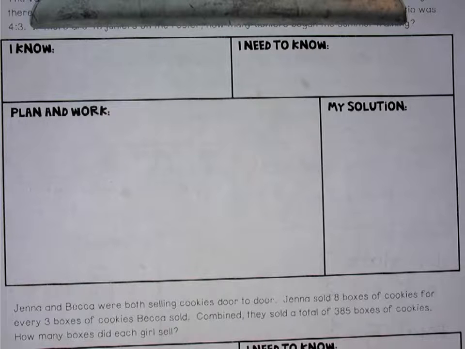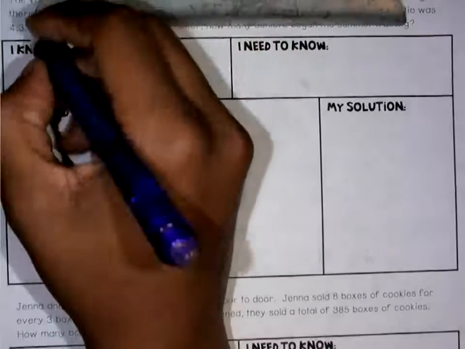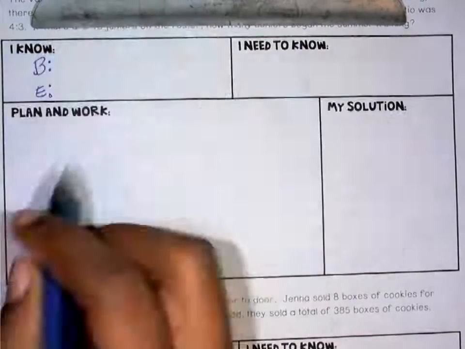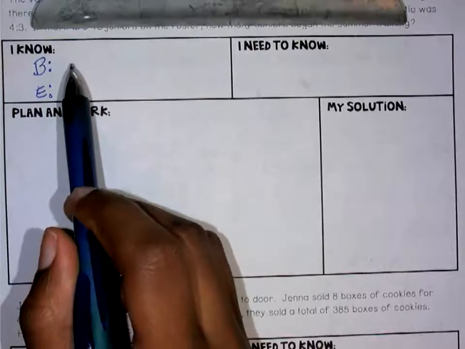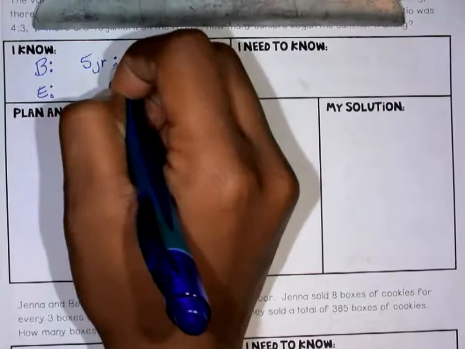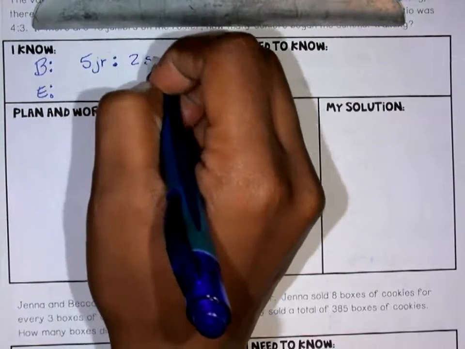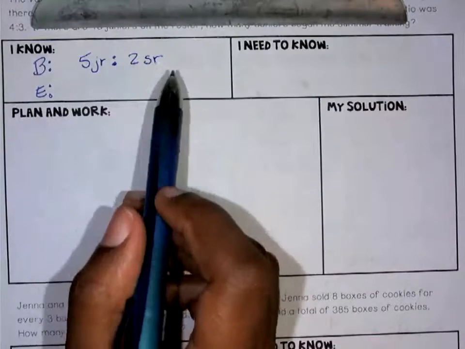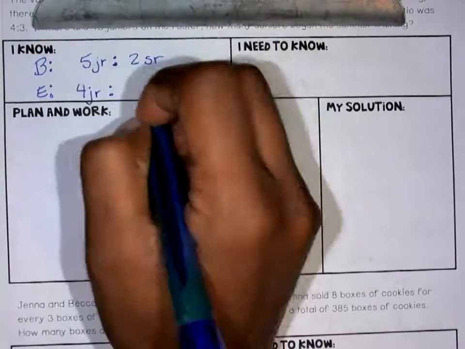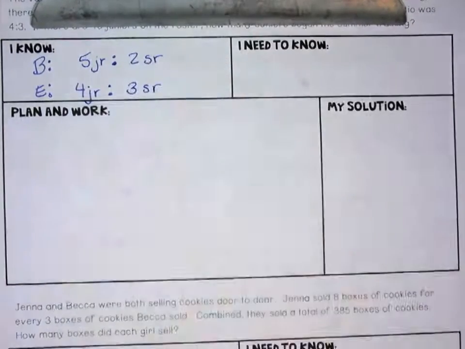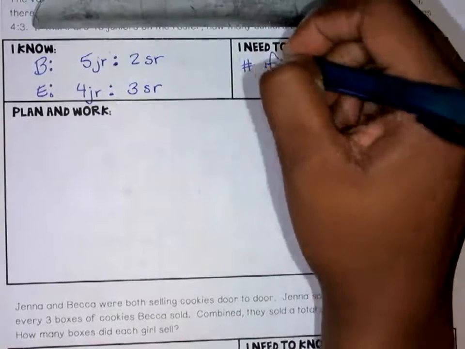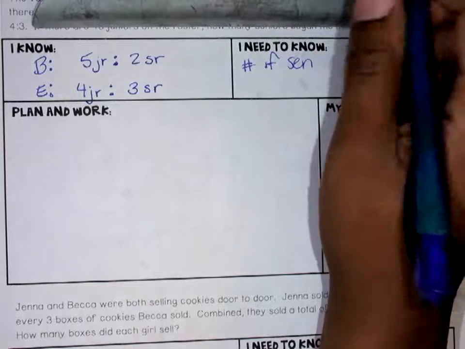So let's start by saying what we know. I know in the beginning, I'll put beginning and end, B and E, that's what they stand for. So in the beginning, the ratio for juniors to seniors was 5 juniors, JR, to 2 seniors, SR. All right, JR stands for junior, SR stands for senior. At the end, you have 4 juniors for every 3 seniors. What we need to know is the number of seniors at the beginning.